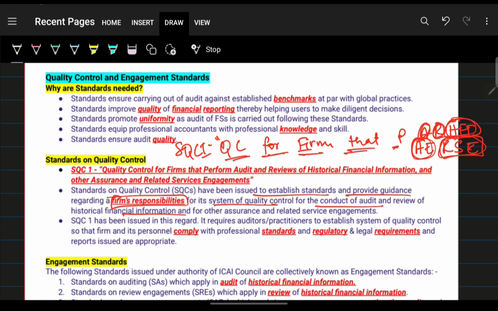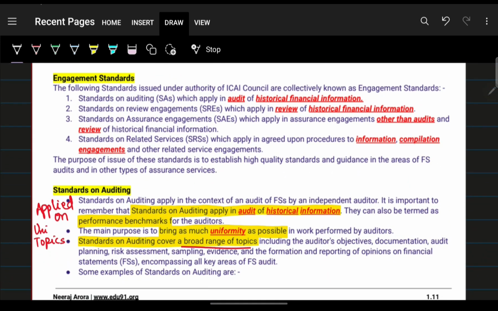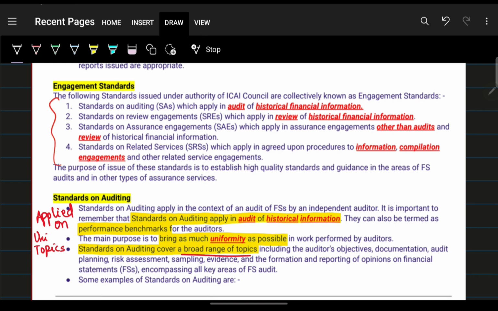Next, SQC1 has been issued in this regard. It requires auditors and practitioners to establish a system of quality control so that the firm and its personnel comply with the professional standards, regulatory and legal requirements, and reports issued are appropriate in the circumstances. I think this is covered in that chart that I made. I'll just remake that right here.